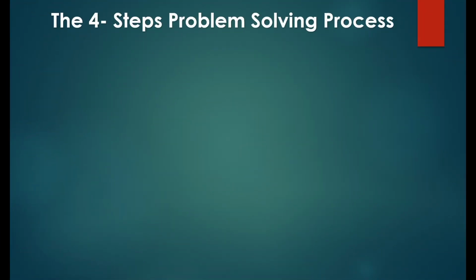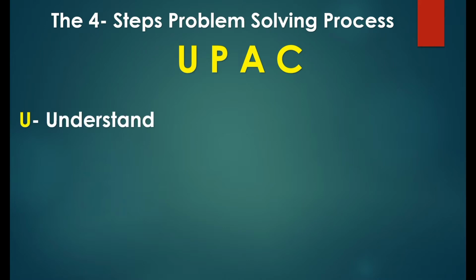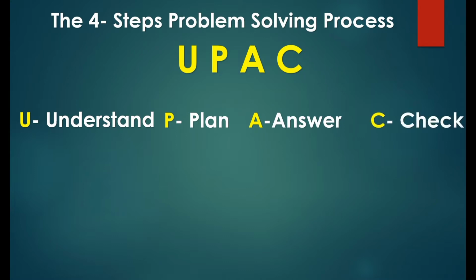Let us learn about average problem. There are 4 steps problem solving process. So we will solve the problem with the help of the UPAC method. U for understand, P for plan, A for answer, and C for check.